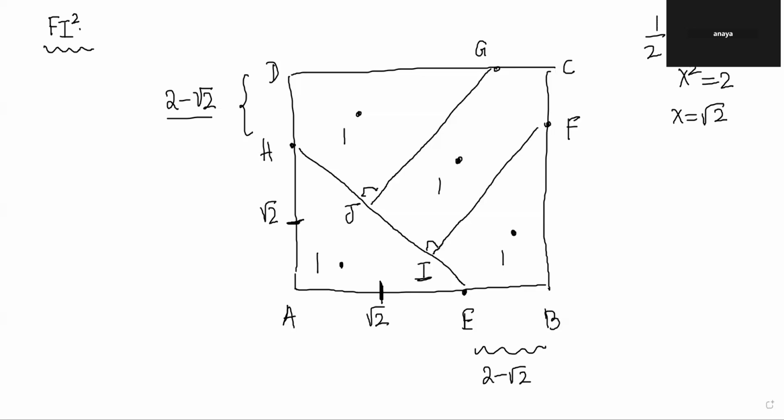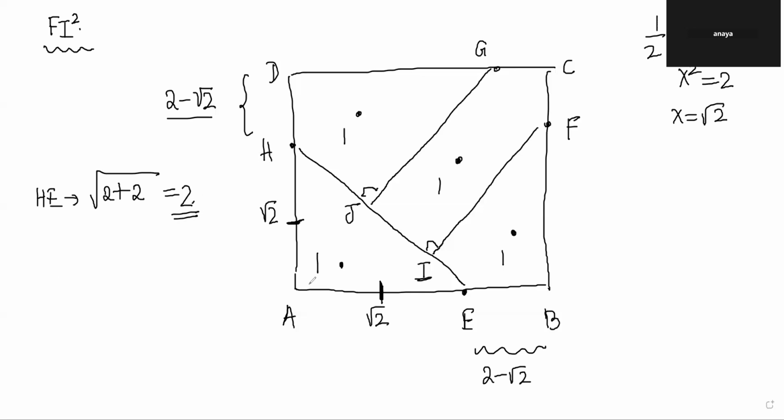So to find FI square. What can we find about this triangle? We know the area, we know the sides, we know the length HE now, right? The length of HE would be root over 2 plus 2, right? So it is 2 length.